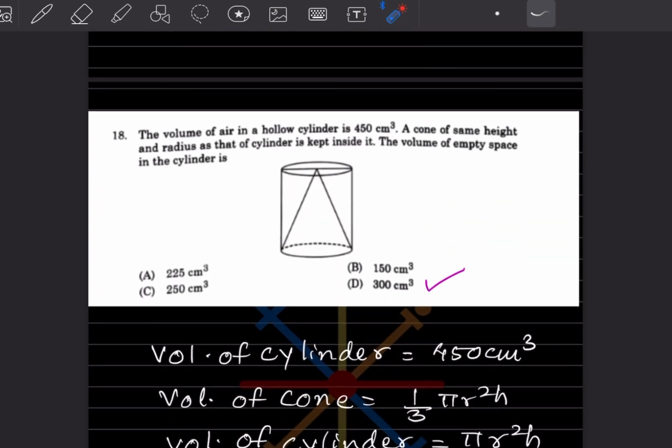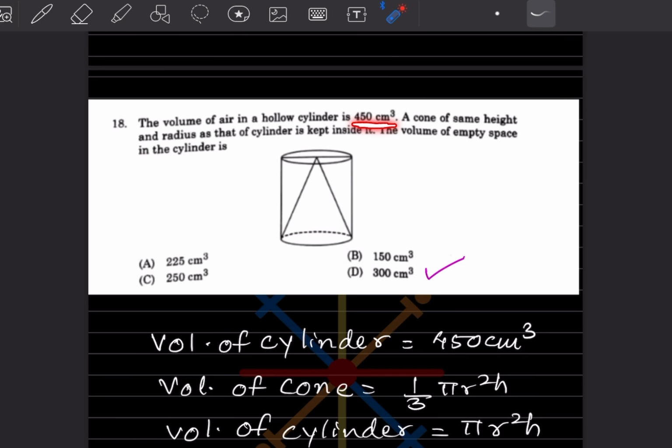The volume of air in a hollow cylinder is 450 centimeter cube. A cone of same height and radius as that of the cylinder is kept inside it. Can you see this cone is kept inside it? We have to find the volume of empty space in the cylinder, after keeping the cone inside.